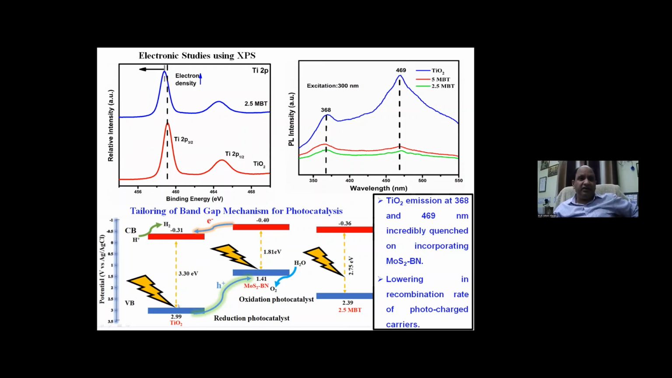This is the band structure of TiO2, and this is the band structure of the MoS2-BN binary heterostructure. This acts as the oxidation photocatalyst, and this TiO2 acts as the reduction photocatalyst. So after combining, it formed the ternary heterostructure, and this was the optical band gap structure of this ternary heterostructure.